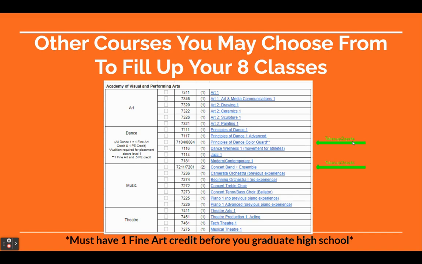Art 1, art and media. This is for somebody who loves computers. You'll do half of your art on an iPad, half of the art will be studio. Sometimes you might make something on the computer, print it out, and then make it 3D with actual art supplies. If you've taken Art 1 for high school credit while you were here in middle school, you've technically met your fine art requirement and you don't have to take any more.